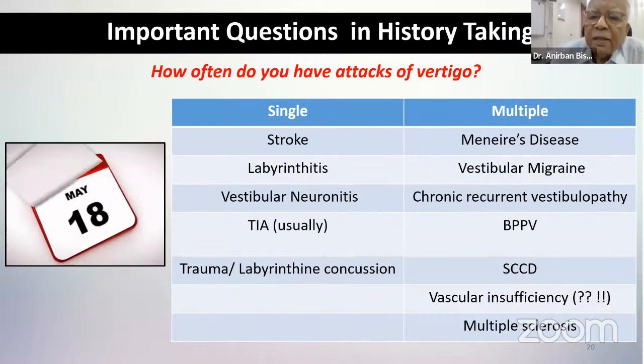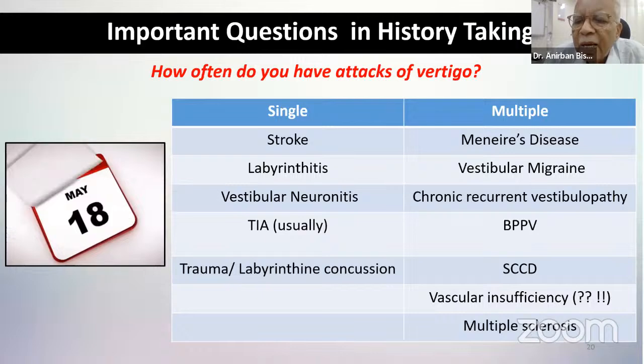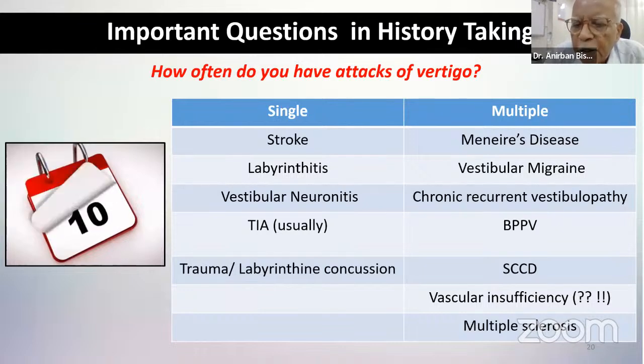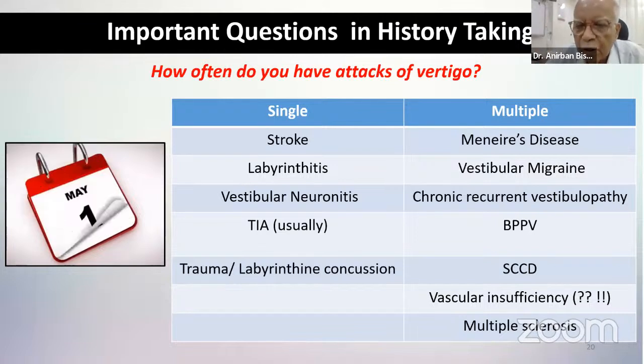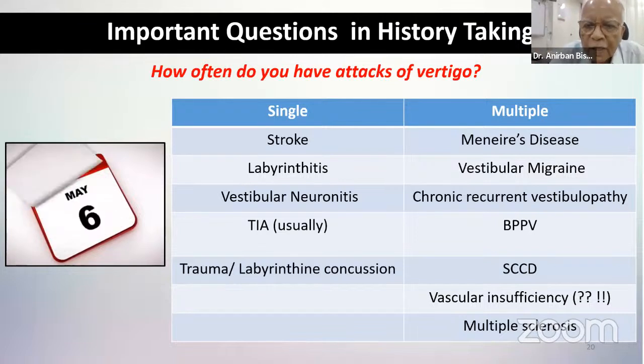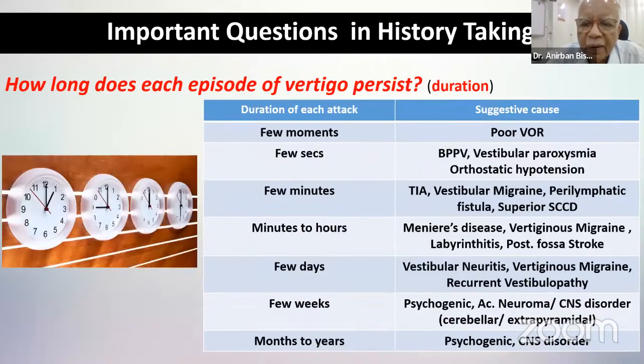If there are multiple attacks, you are having the vertigo for the seventh time. It can be Meniere's disease, vestibular migraine, chronic recurrent vestibulopathy, BPPV, superior semicircular canal dehiscence, vascular insufficiency, or it can be multiple sclerosis also. So just by seeing whether it's a single or multiple attacks, you can have a good idea.